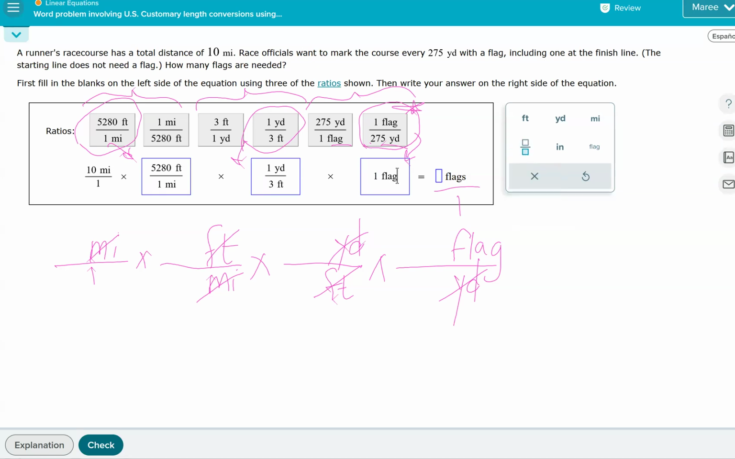And the last one, 1 flag. Oops, wait a minute, I forgot this, which means I have to come over here. 1 flag, 275 yards. There we go.